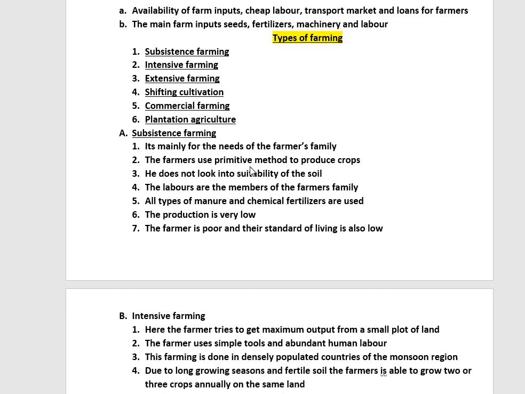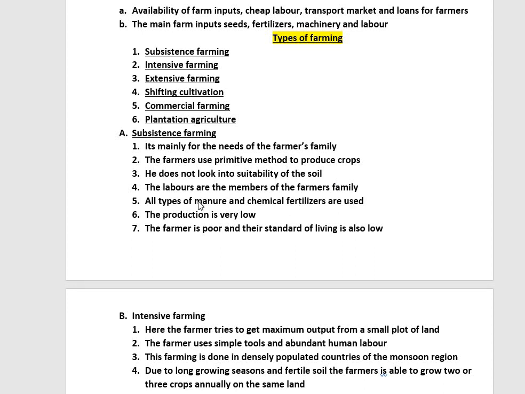Next, he does not look into the suitability of the soil. So he will not see whether the soil is suitable for this crop or that crop. Whatever soil he has, he will grow the crop in that type of soil, but he will add manure and some chemical fertilizer to the soil to maintain the fertility of the soil.